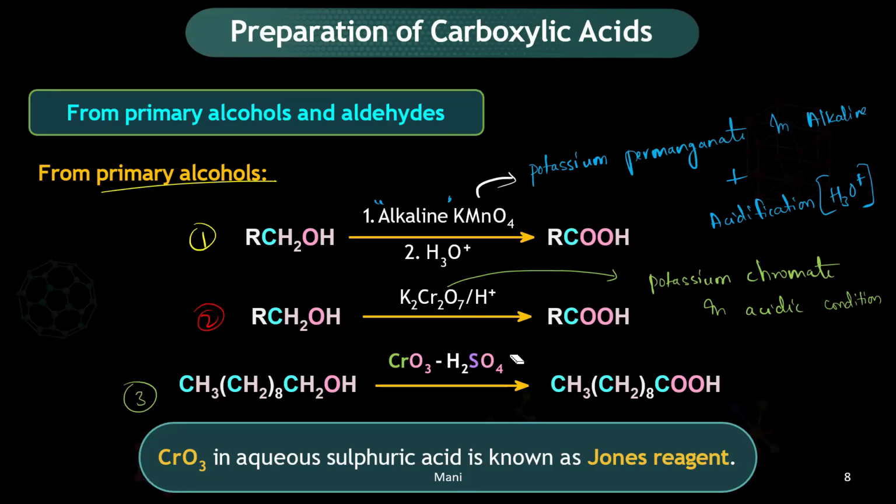In this, you are using chromium trioxide in aqueous sulfuric acid. Remember this. Whatever chromium trioxide is there in the sulfuric acid, we call it the Jones reagent. Remember this, it's given here. So just know this. What is CrO3? It's nothing but chromium trioxide.